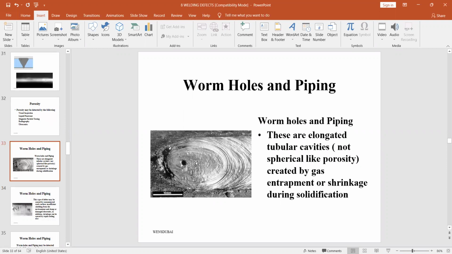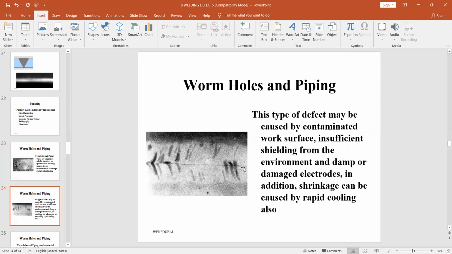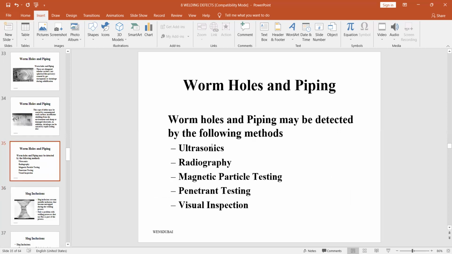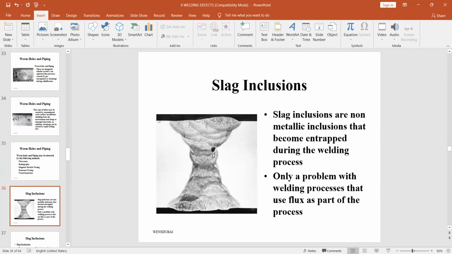This is a wormhole, meaning a hole occurs in the weld because of shrinkage. It's not porosity. Porosity is small holes. So this wormhole image you will get in radiography like this. It's not acceptable. This we can detect by ultrasonics, radiography, magnetic particle testing, but mostly ultrasonic testing and radiography. Now, slag inclusion.